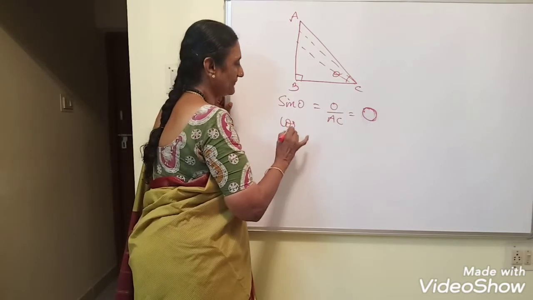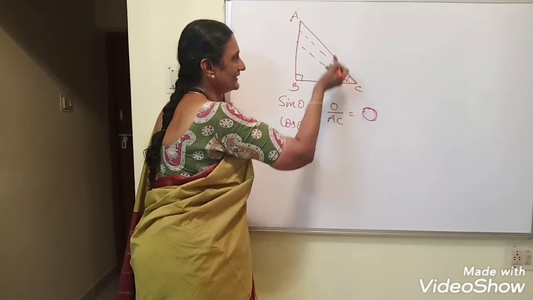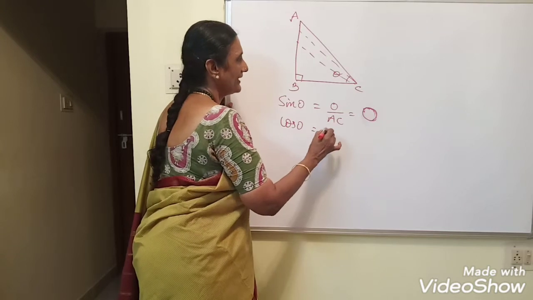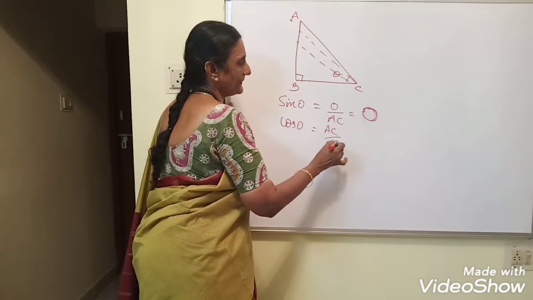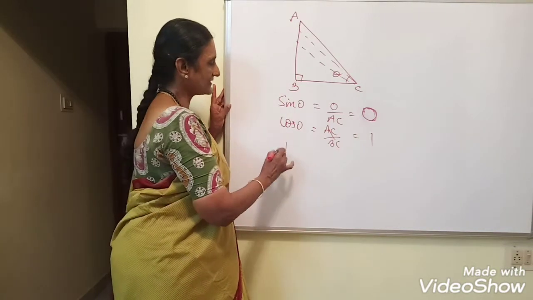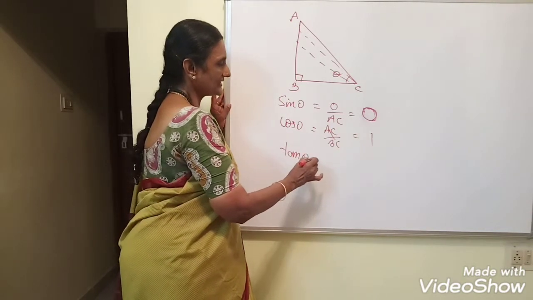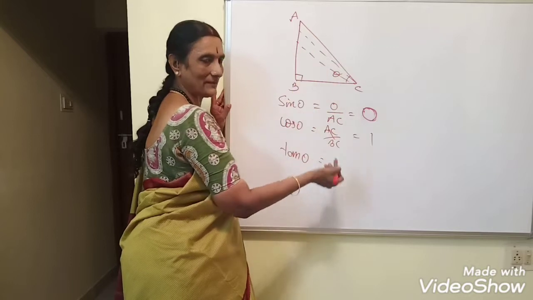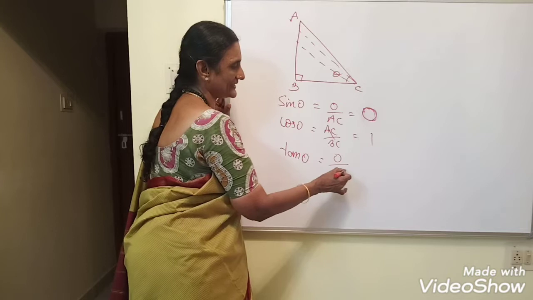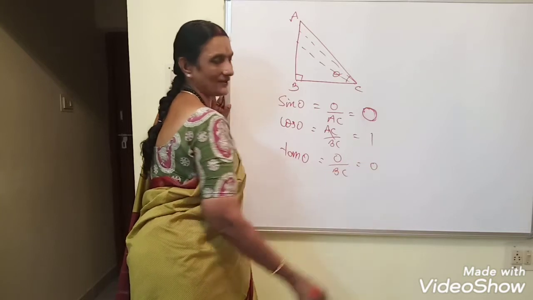Now cos 0. Cos 0 is the hypotenuse and the adjacent side. They both are almost the same. So let me write AC by BC, which is almost the same. The value is 1. Then tan 0. Tan 0 is what? Opposite divided by adjacent. So opposite side is 0, adjacent is BC, that becomes 0.